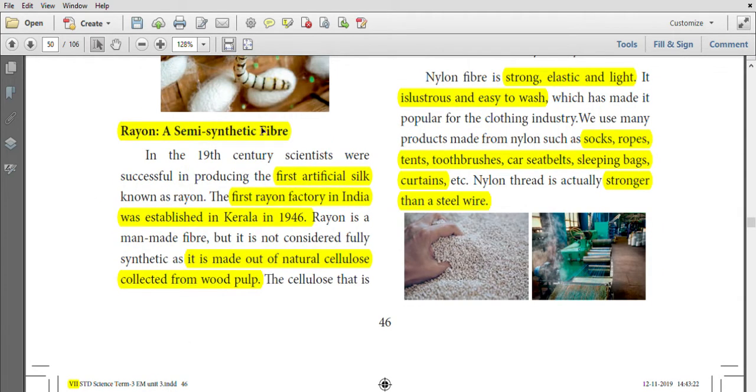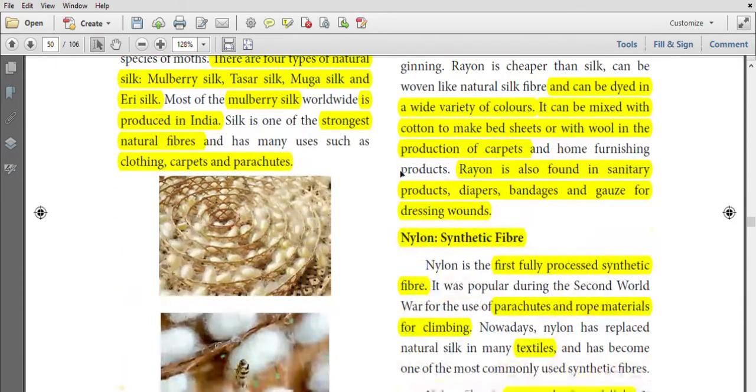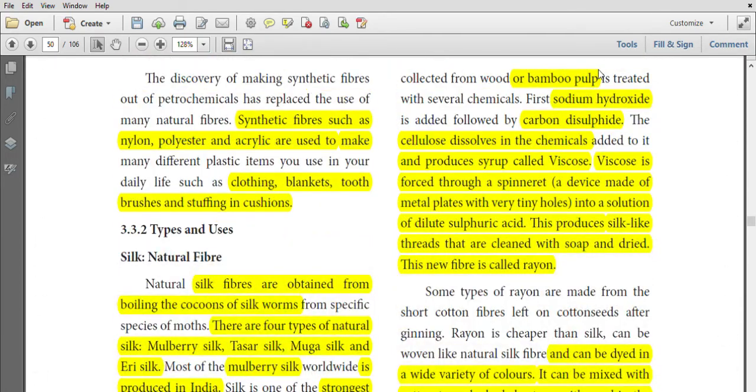Rayon is a semi-synthetic fiber. It is the first artificial silk. The first rayon factory in India was established in Kerala in 1946. It is made of natural cellulose collected from wood pulp and bamboo pulp. The wood pulp and bamboo pulp are treated with sodium hydroxide and then treated with carbon disulfide. The cellulose dissolves in the carbon disulfide and produces a syrup called viscose.